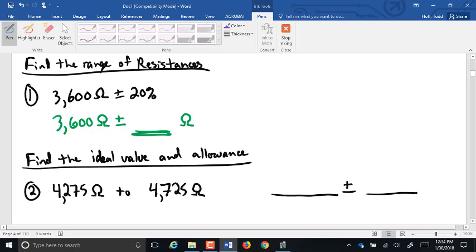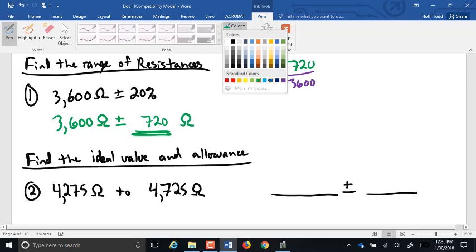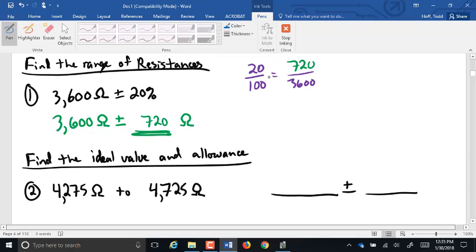Okay, the 20%, right? We do 3,600 times 0.2, or we can do 20 over 100 equals blank over 3,600. Either way, it's going to come out to be 720 ohms. Now then we can construct the range from that. How do we get the lower end of the range?